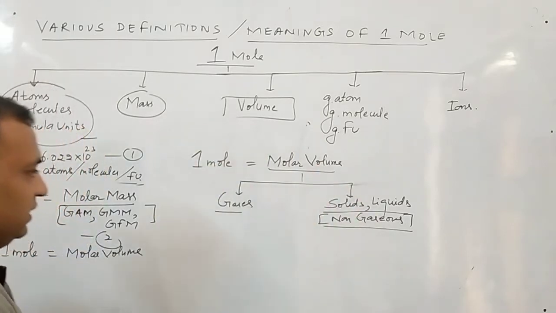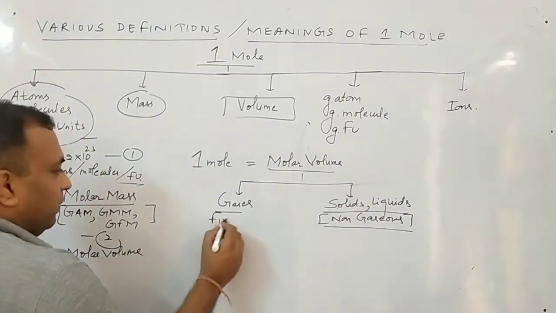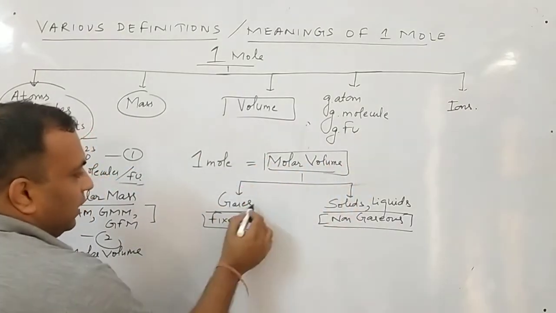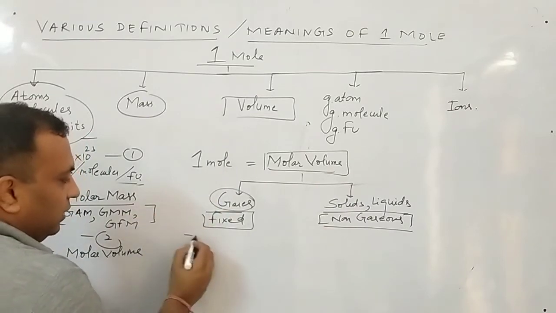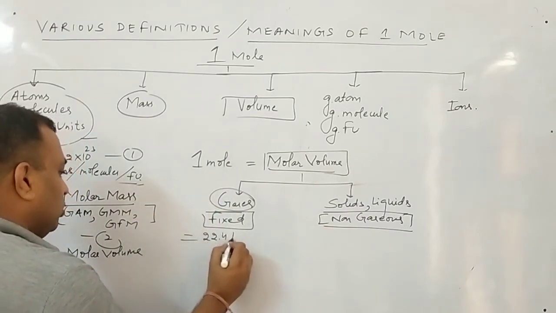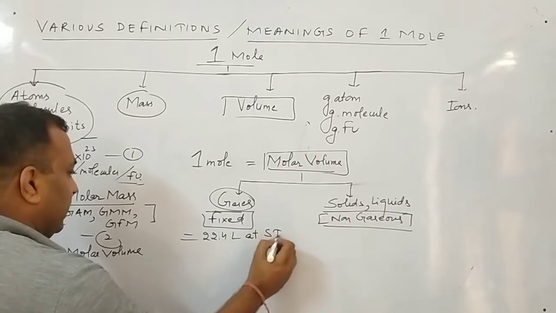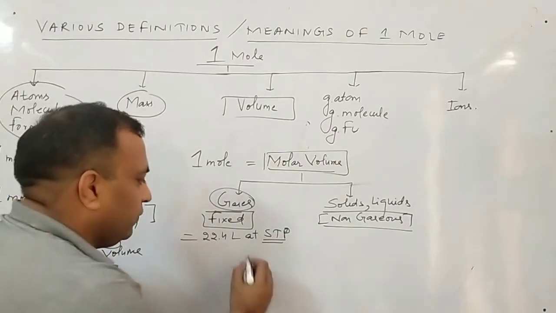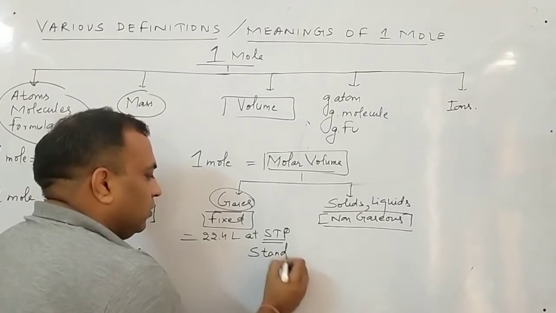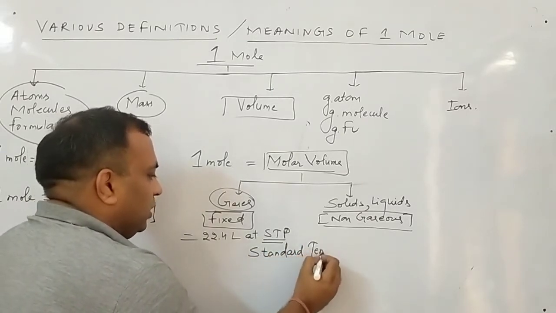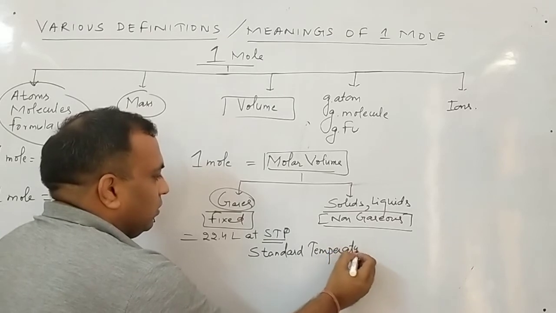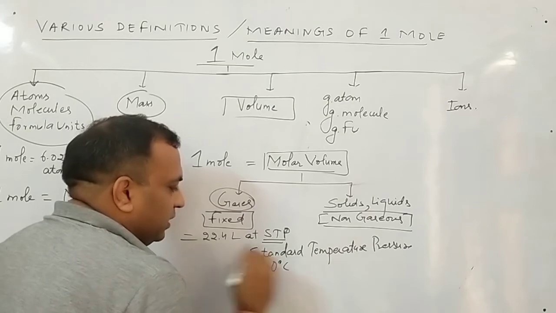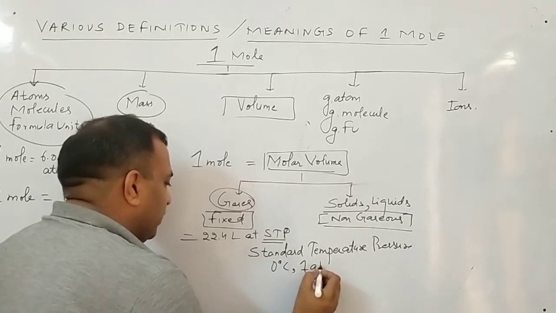For gaseous, it is fixed. Remember, the molar volume of a gas is fixed. That is 22.4 liter at STP. STP means standard temperature and pressure. This is 0 degree Celsius and 1 atmospheric pressure.